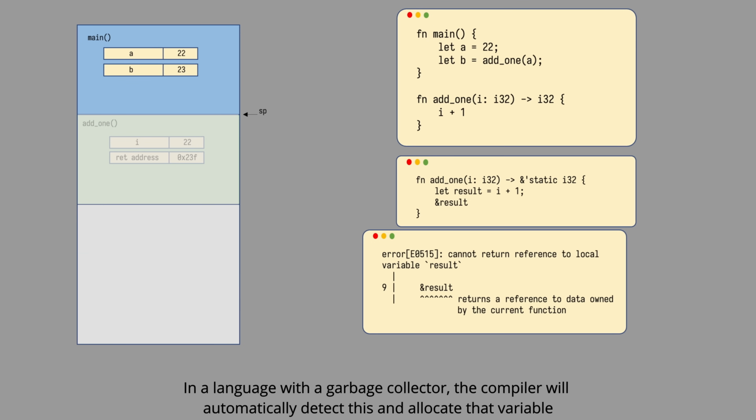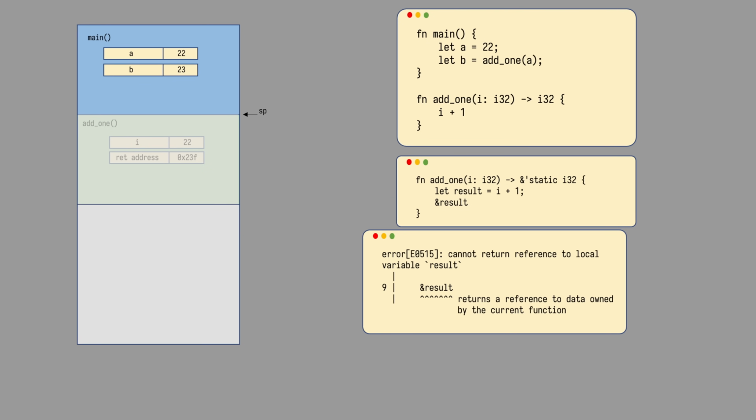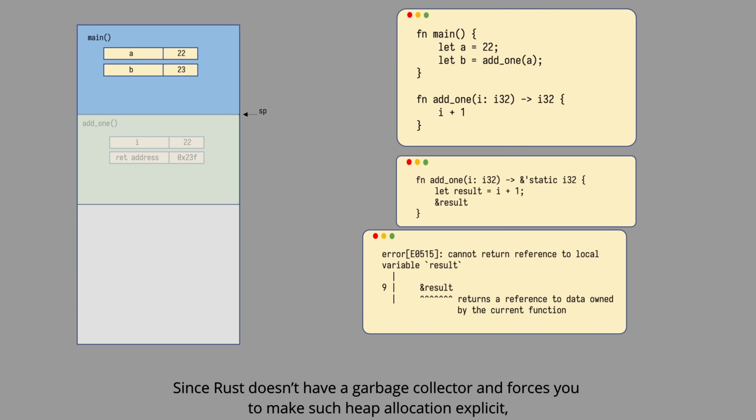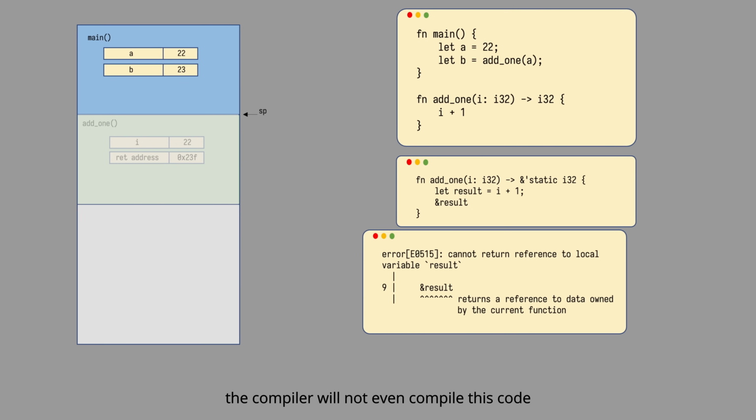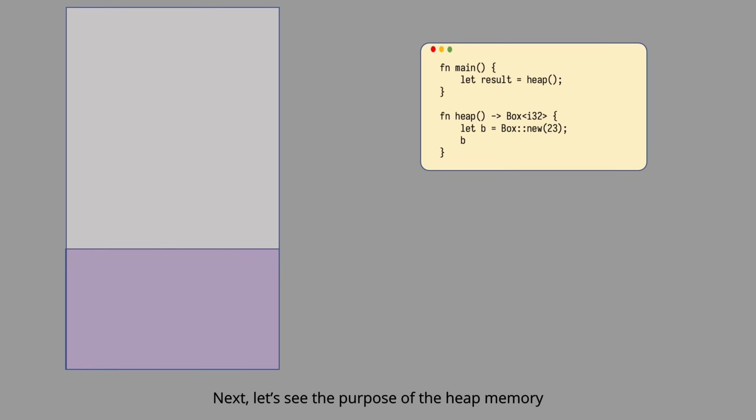In a language with a garbage collector, the compiler will automatically detect this, allocate that variable on the heap memory, and return a reference to it. But there is some extra cost to allocating on the heap. We will get into the details of heap memory in a minute. Since Rust doesn't have a garbage collector and forces you to make such heap allocations explicit, the compiler will not even compile this code. If you read the error message, by now it should be obvious to you why the compiler raises such an error. Next, let's see the purpose of the heap memory.